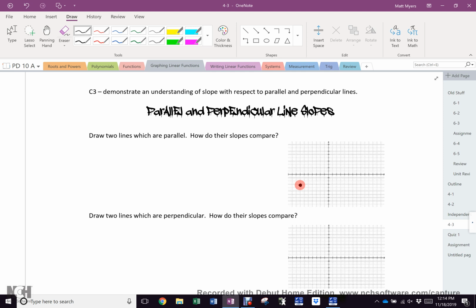Now, from your dot, put another dot that has a rise of -3 and a run of +2. Now that's a trick question because you're not allowed to go off the graph. So you have to figure out how to make a rise of -3 and a run of +2 work.